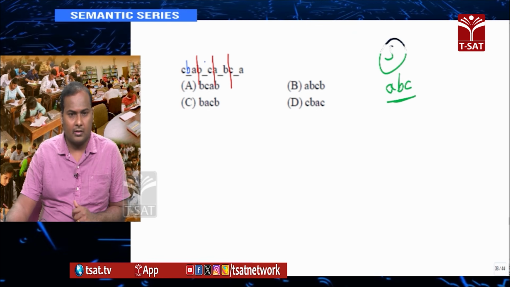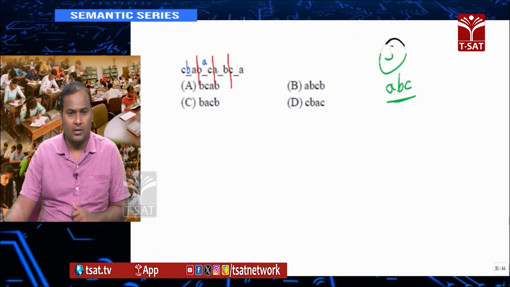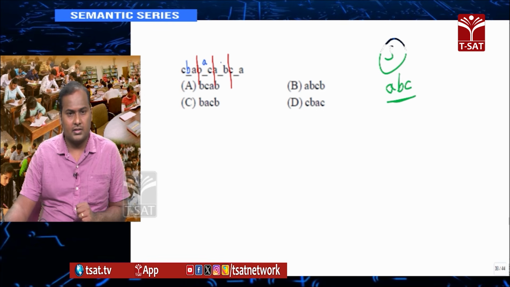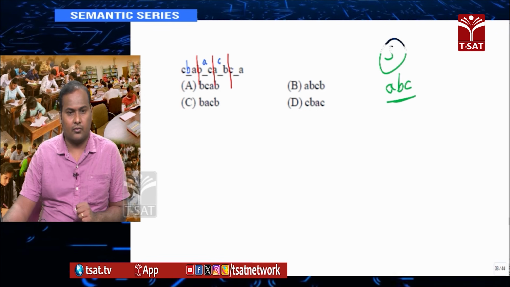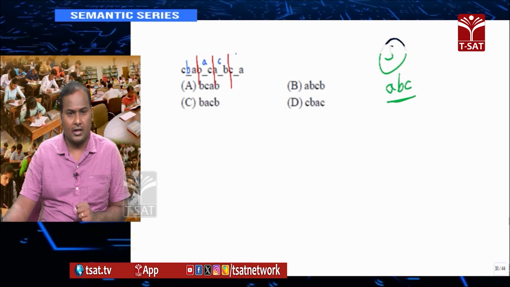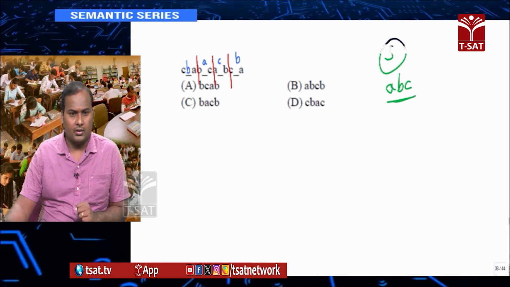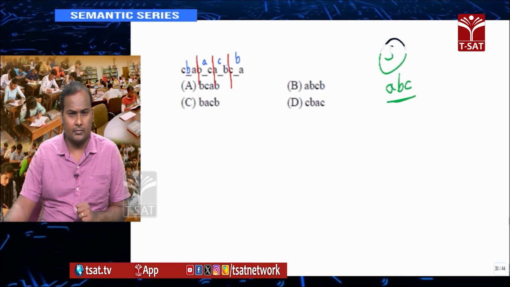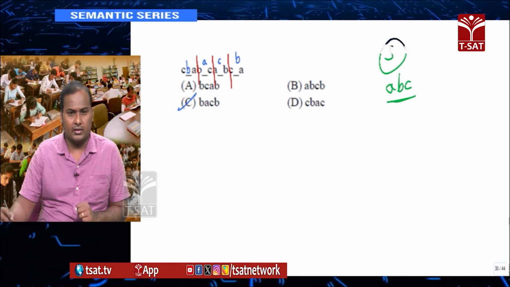What am I missing? I am missing A. So keep A. In the third block, A and B are there. I am missing C. In the fourth block, C, gap, A is there. I am missing B. So your answer will be B, A, C, B. So B, A, C, B is the answer.